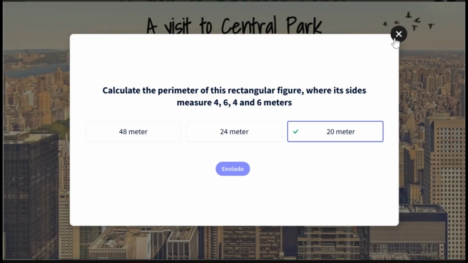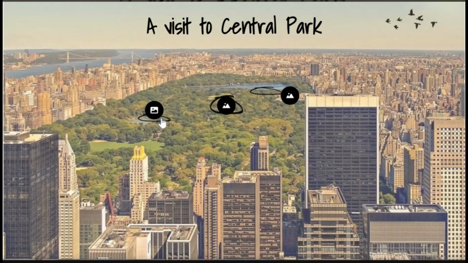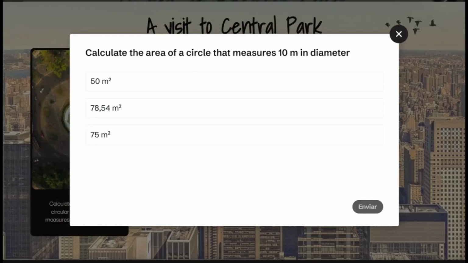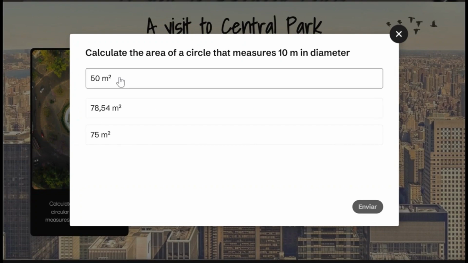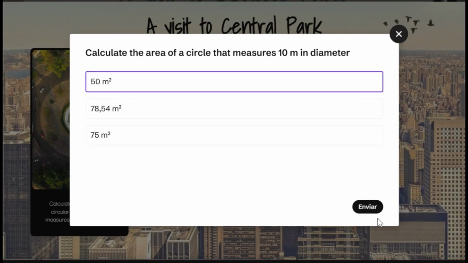Now, the next question says calculate the area of a circle that measures 10 meters in diameter. In this case, we selected an incorrect answer, 50 square meters, because the correct answer is 78.54 square meters. For this reason, an audio message appears reminding you how to calculate this unknown and pointing out the correct answer. Remember that the area of a circle is calculated by multiplying the number pi by the radius squared. Once you have finished answering a question, click on the X and continue to the next one.